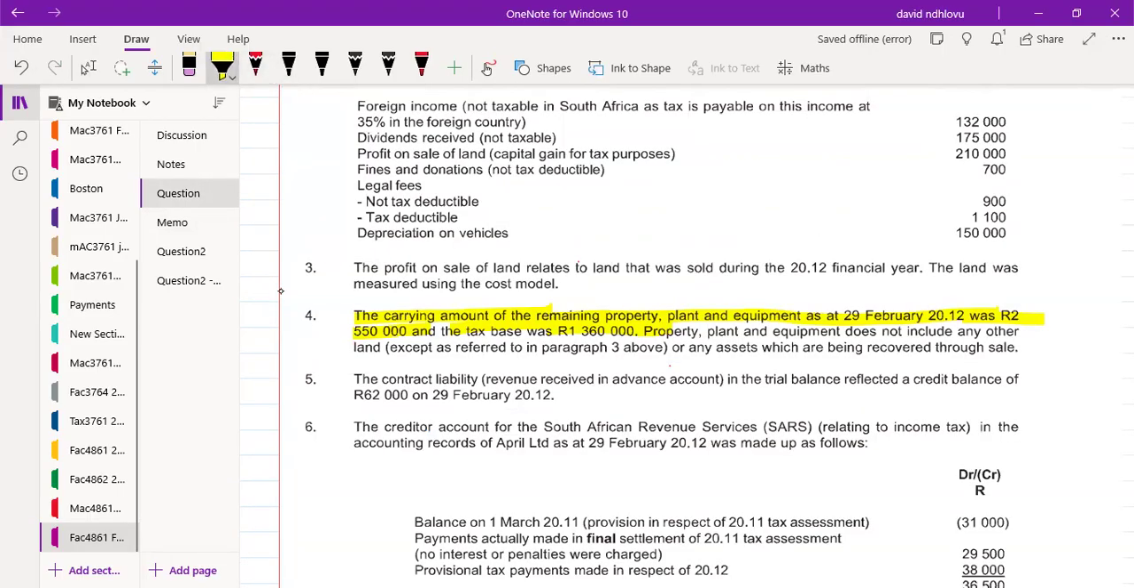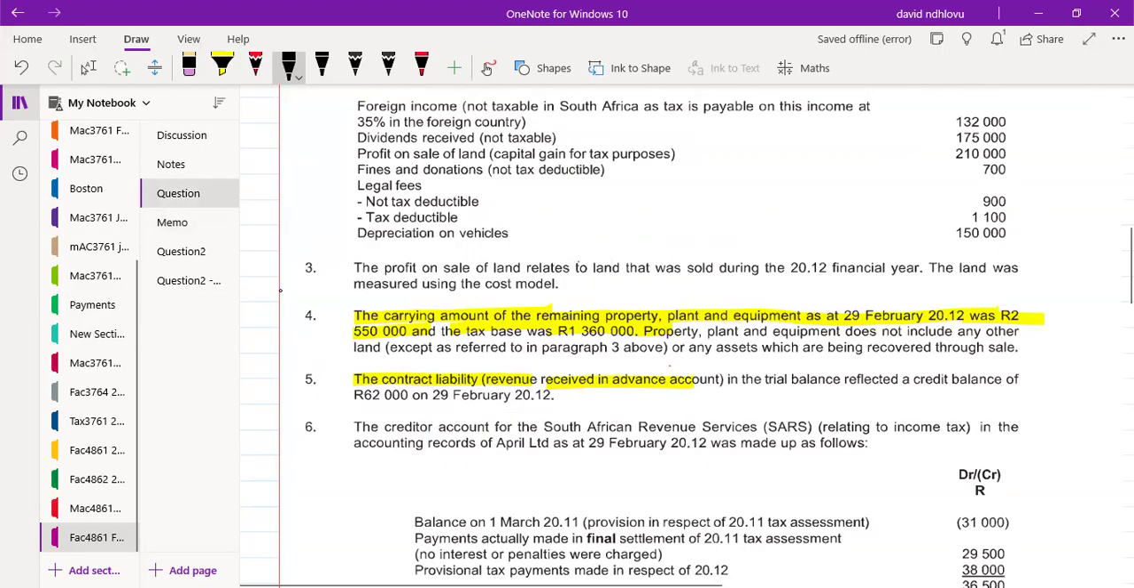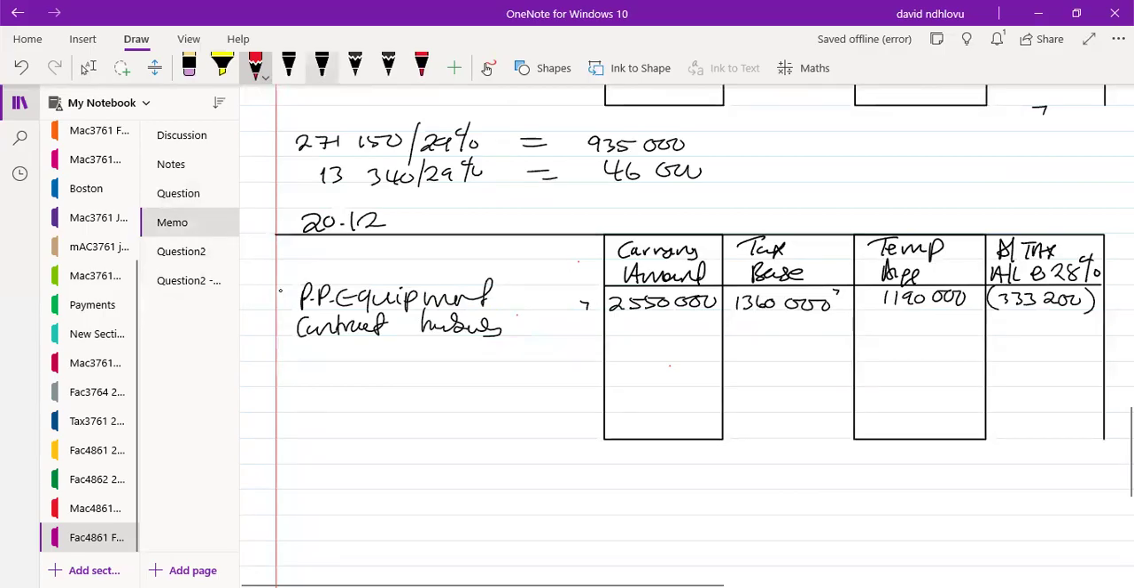Right, then they say the contract liability, revenue in advance. Now that's a liability. Right, in the trial balance, the contract liability in the trial balance reflected a balance of 62,000 on 29 February of the year 2012. So we've been given the figure of 62,000 there. So therefore, we say 62,000. This is a liability. Liability, we show them by brackets.